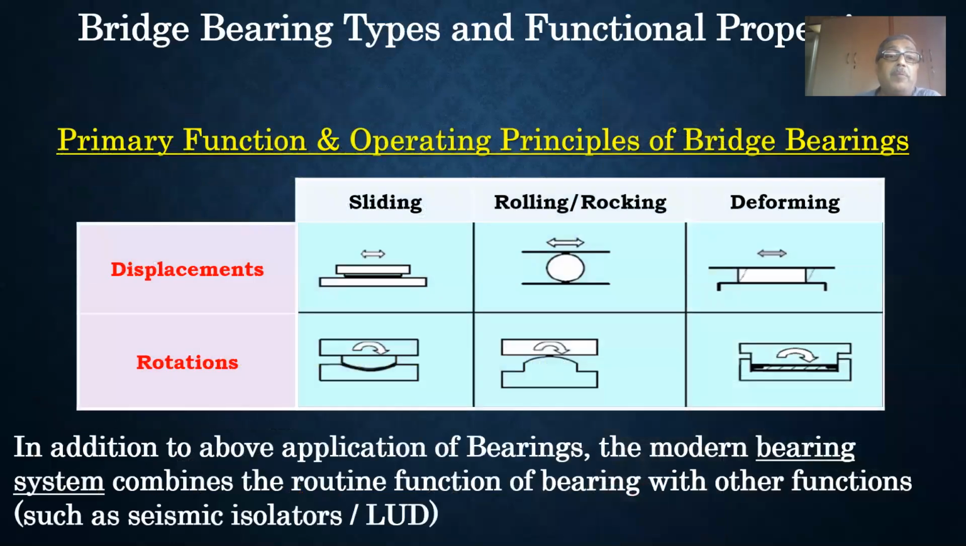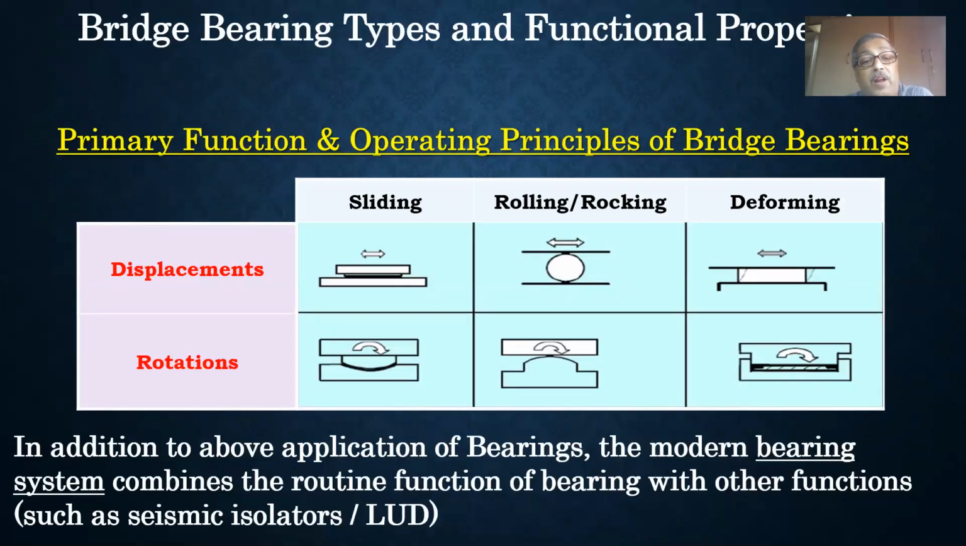The primary function and the operating principle of bridge bearings are shown in this slide. As I mentioned earlier, the bearings are devices which allow displacement and allow rotation and only transfer the vertical load to the substructure, and lateral loads also as per the designer's choice. Now these displacements can be achieved at the bearing locations by three mechanisms. One is sliding, one is rolling or rocking, and the third is deformation.